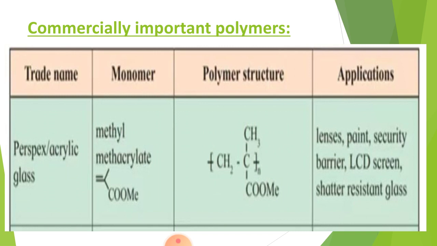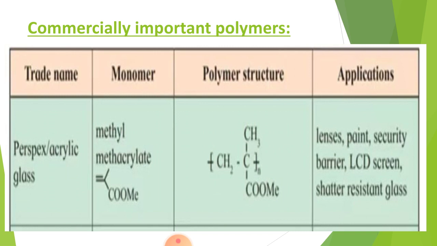What is its application? Application means where it has been applied, where it has been used. It is used in lenses. We are very much familiar with the word lenses. It is used in paint, in security barriers, in traffic control, and in the preparation of industrial sites where they use security barriers. It is also used in LCD screens and in shatter resistant glass. These are all the applications of Perspex acrylic.